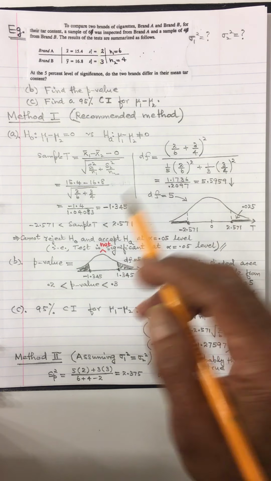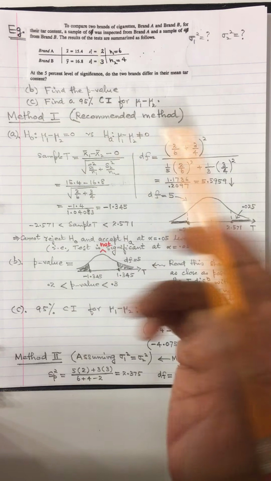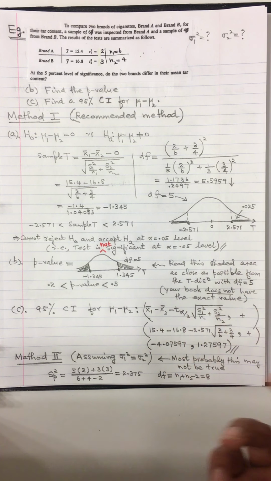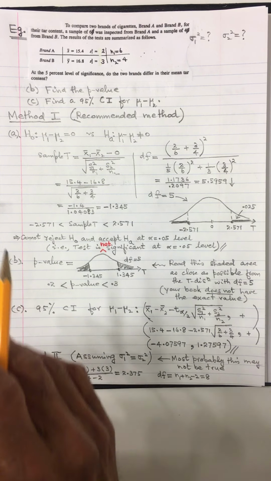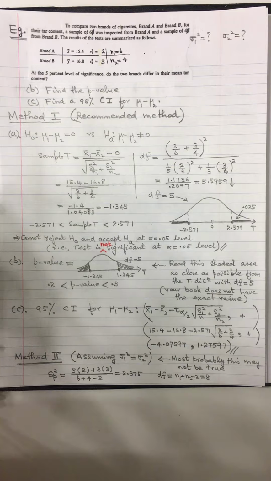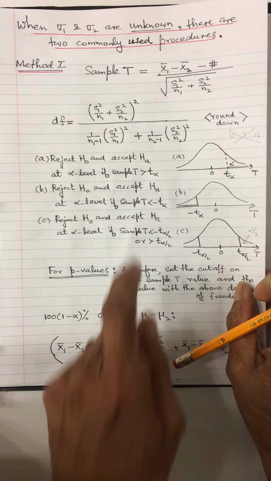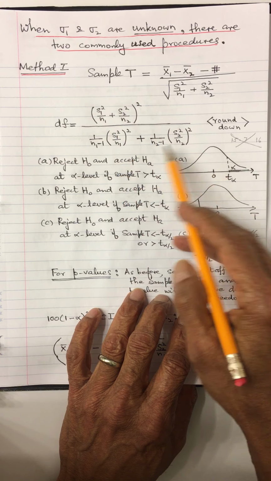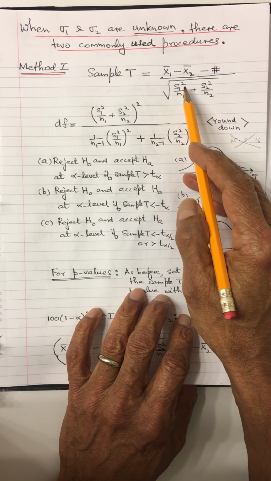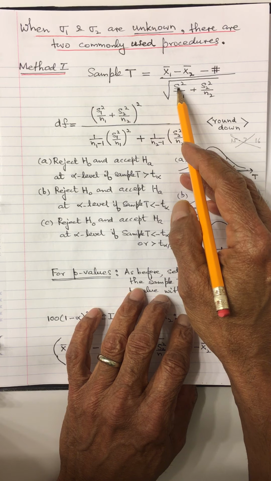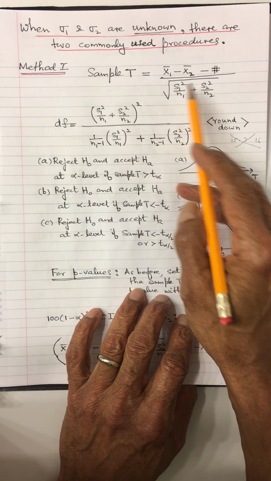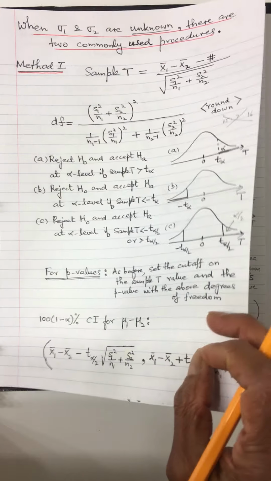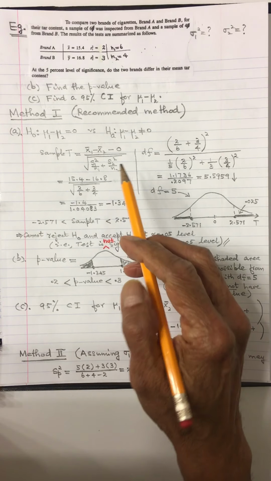Now we have those two methods we discussed in previous videos, so we have to use one of those two methods. Let us look at the very first method. In the very first method, the degrees of freedom is approximated by this formula, and we are simply replacing the sigma 1 square and sigma 2 square by s1 square and s2 square.